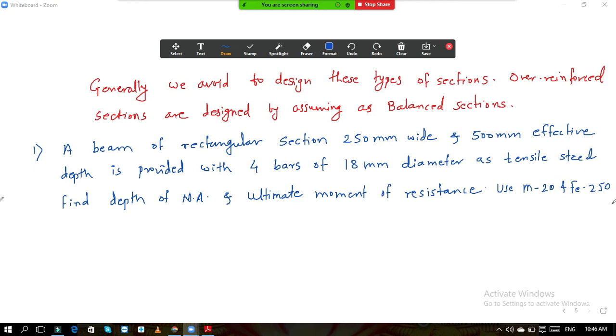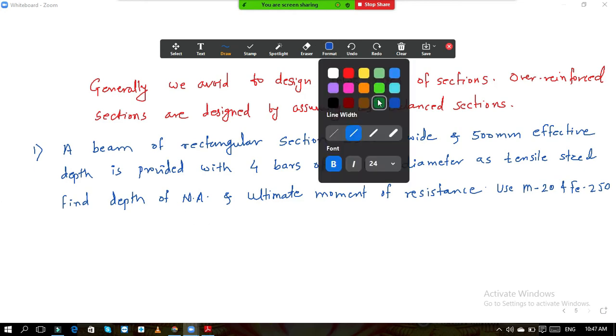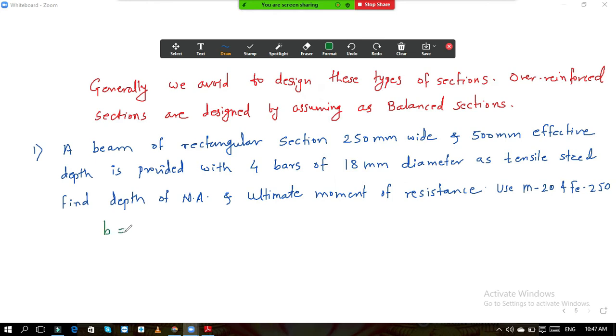Okay, so we will write down the given data first. What is given to us? The width of the beam is known to us, it is 250 mm. Then effective depth, small d, is given. The effective depth is 500 mm. Overall depth is not given to us. Then FCK is given to us, FCK is 20 Newton per mm square, and Fy is also given. It is 250 Newton per mm square.